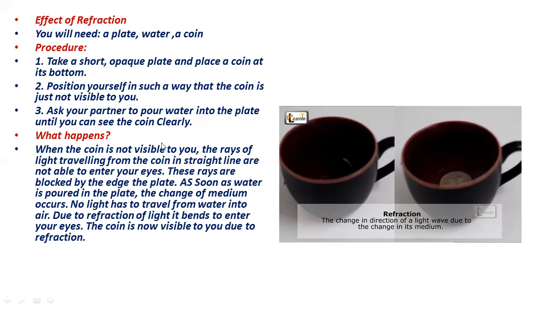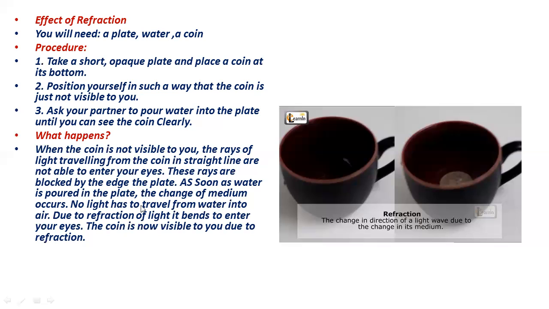When the coin is not visible to you, the reason is that the rays of light traveling from the coin in a straight line are not able to enter your eyes. The rays are just passing straight, and they are not bent, so you are not able to see the coin. But after putting water in the bowl, the change of medium occurs. The medium before was air, and now when you put water in it, the medium is water. So we changed the medium.